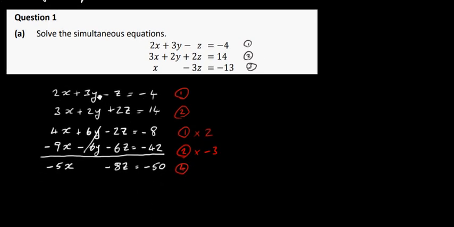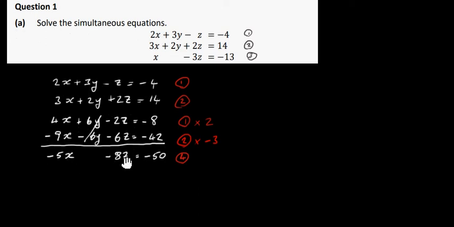Now I have an equation here with just x and z in it, and I'm going to put this equation underneath it, equation number 3. So equation number 3 was x minus 3z is equal to minus 13. This was equation 3. Okay, so now I need to try and eliminate either the x or the z. Probably the best thing to eliminate here would be the x, because I only have to deal with one equation here. So I'm going to take equation 3 and multiply it by 5.